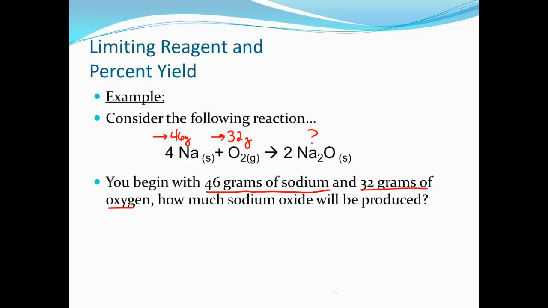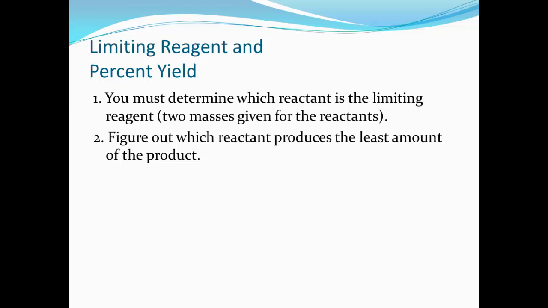The way that I solve these is you're going to be required to do 2 equations, and you're going to have to do a comparison between them. Let me show you what I do. First we need to determine the limiting reactant or reagent because you're given 2 masses. Figure out whichever reactant produces the least amount of product. That is the one that is going to be limiting, and therefore whatever it produces is going to be the maximum amount of product that you can form.